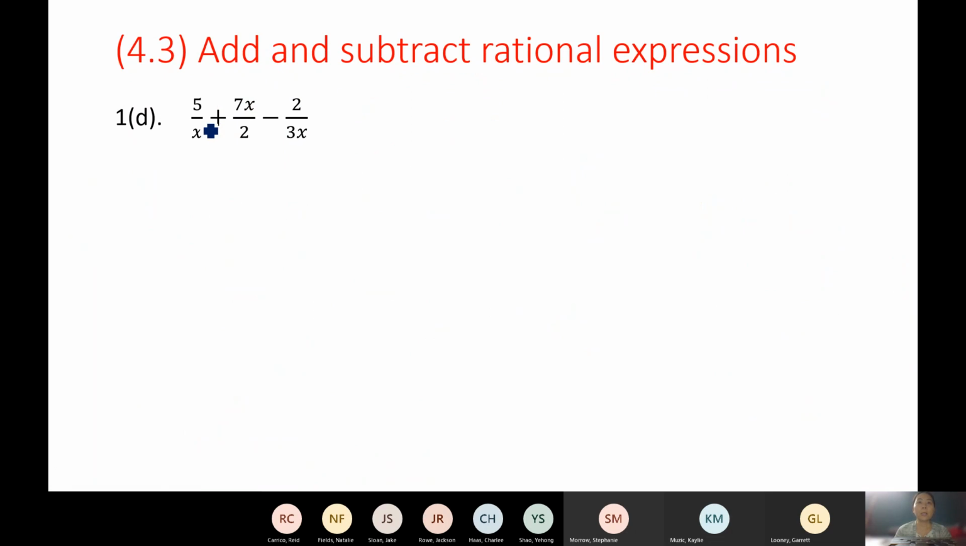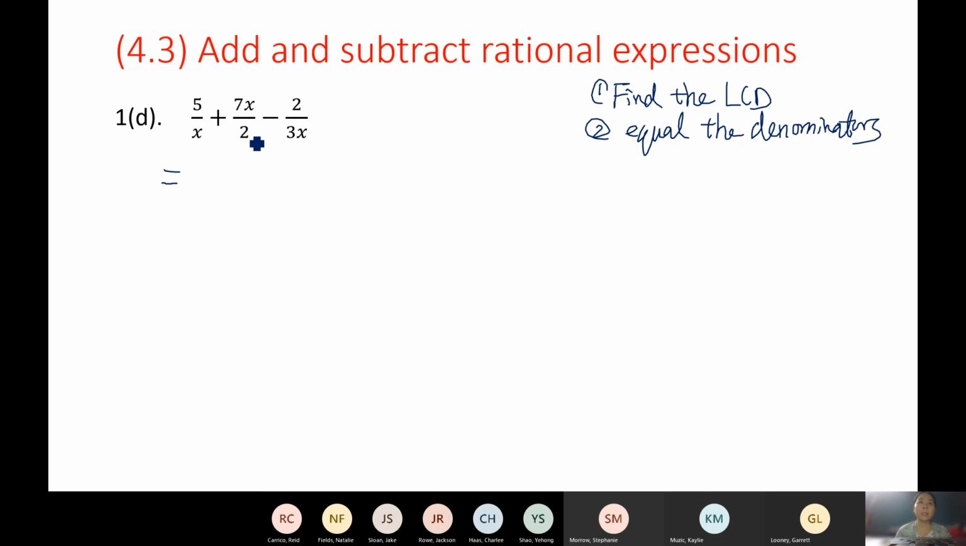All right, so now let's look at the next question. This time it's add and subtract. So we have addition and subtraction. Similar to adding and subtracting fractions, we have to find the LCD and equalize the denominators. We only added or subtracted fractions with numbers in the first exam, but this time we have variables. Okay, so find the LCD.